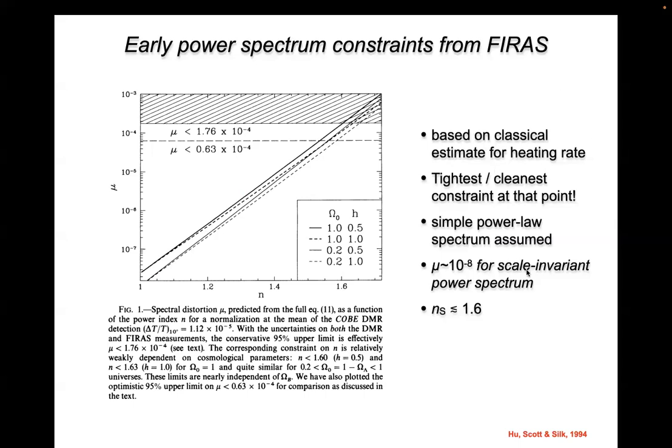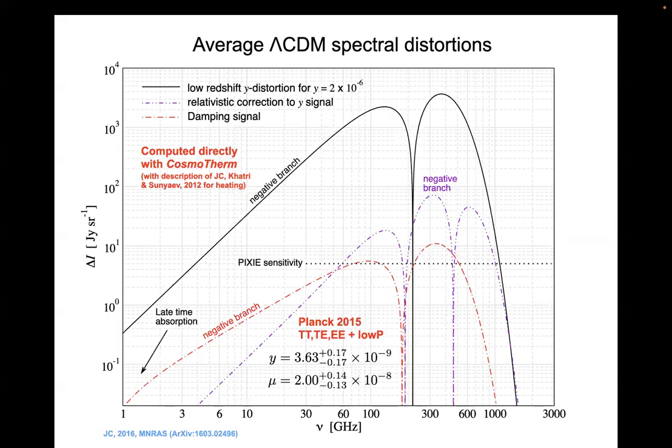The calculations were based on old estimates of the dissipation rates and things like that, but it was still a very, very interesting combination of anisotropy information and spectrometer. We can calculate the signal now very accurately with CosmoTherm, and this is the prediction. You would see a Y parameter of a few times 10 to the minus 9 and a mu parameter of 2 times 10 to the minus 8. There is also a residual distortion, but that is a smaller contribution.